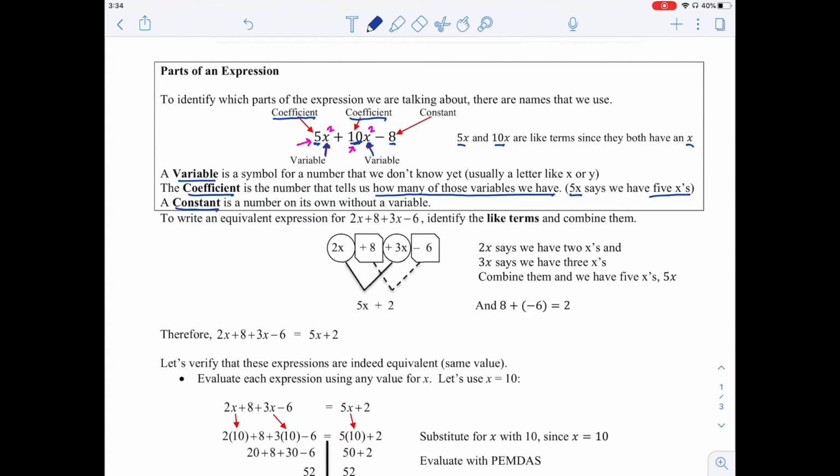Okay, a constant is a number on its own without a variable. Yeah, just a lonely number is a constant. So that's your lonely number, it has no friends. So it's a constant out there.